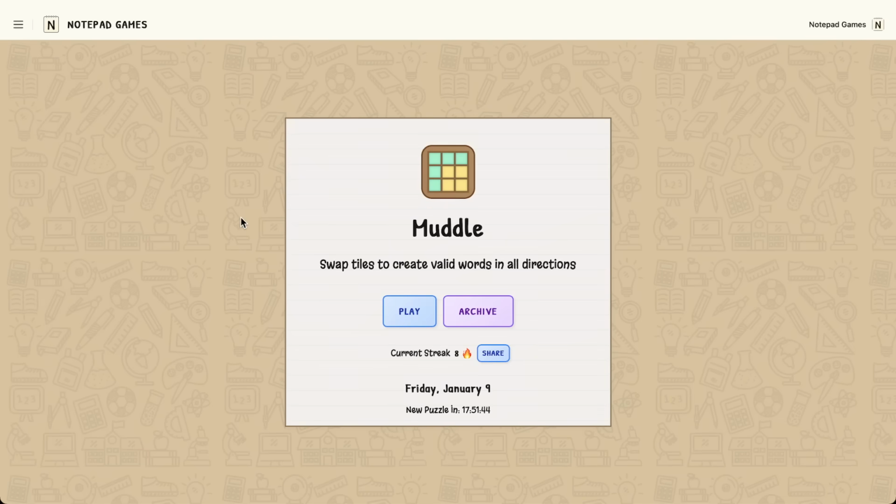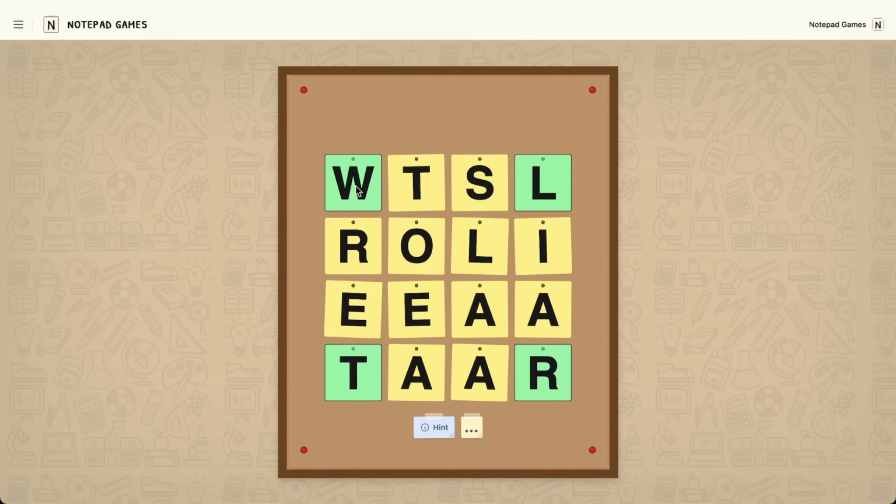This is a full solve of all of today, January 9th's 2026 Notepad Games puzzles. So let's get started with the daily muddle.